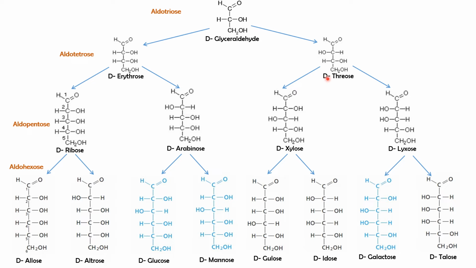In the same vein, D-threose will produce D-xylose and D-lyxose. D-ribose leads to the production of D-allose and D-altrose upon synthesis. D-arabinose produces D-glucose and D-mannose. D-xylose produces D-gulose and D-idose. And D-lyxose produces D-galactose and D-talose.